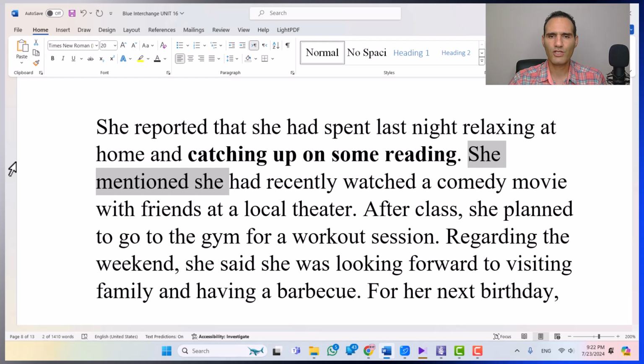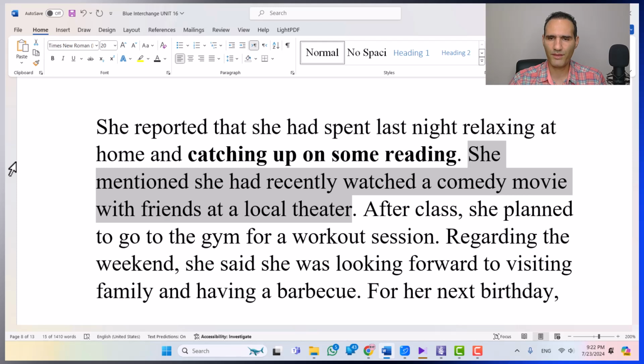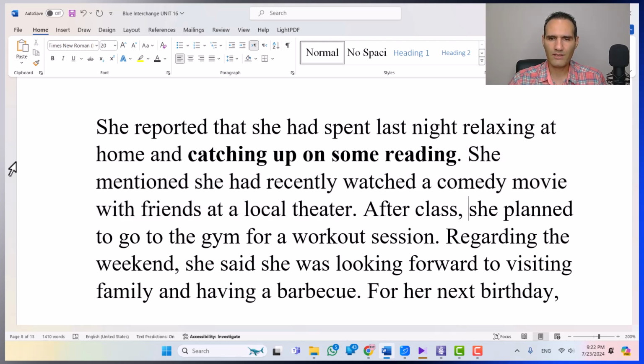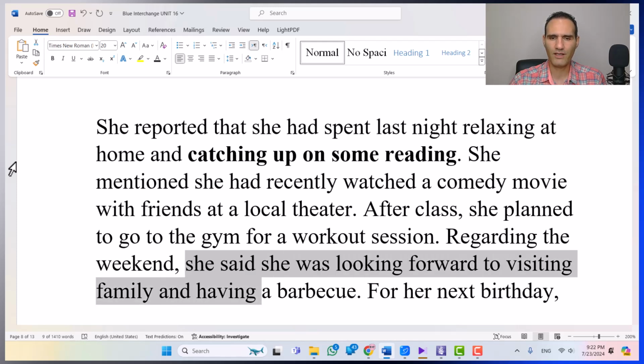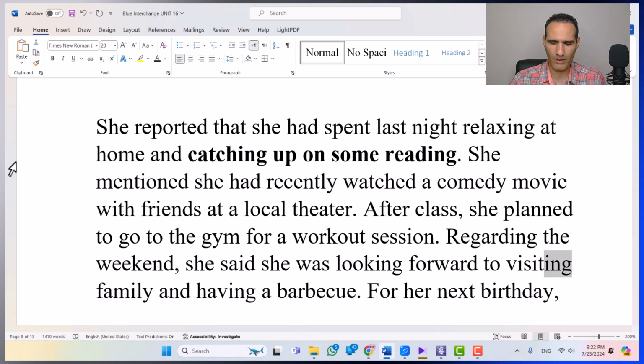She mentioned she had recently watched a comedy movie with friends at a local theater. After class, she planned to go to the gym for a workout session. Regarding the weekend, she said she was looking forward to visiting family and having a barbecue. We talked about "looking forward to" plus verb-ing, which means eagerly wanting something to happen. And again here, the verbs are in harmony, parallel structure: visiting, having.